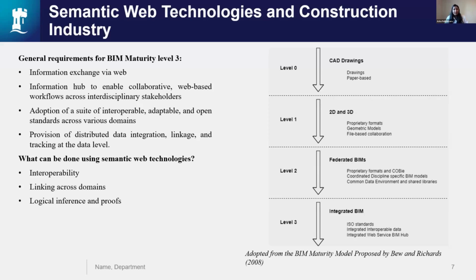Here we plan to incorporate cloud services to manage project data throughout the whole life cycle of the project. This very idea of level 3 BIM is closely related to what we try to achieve in the semantic web as well. If we incorporate these concepts together, we can move forward with level 3 BIM, where we can achieve interoperability, linking across different domains, and also logical inference and proof.